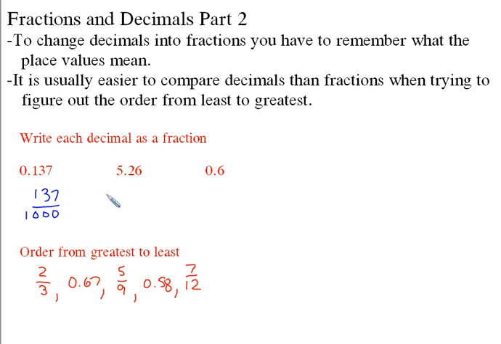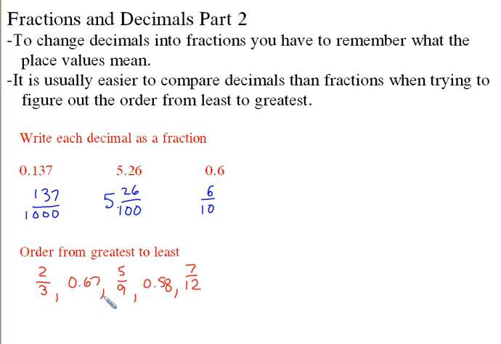Now here, this would be as a decimal, 5 whole pieces. So we have 5, and then 26, and remember what I just said about adding the zeros underneath. 1 and then 2 zeros, because that makes sense, because this would be the hundredths column. And here, even easier, 6/10.